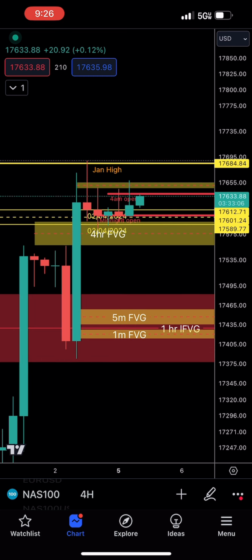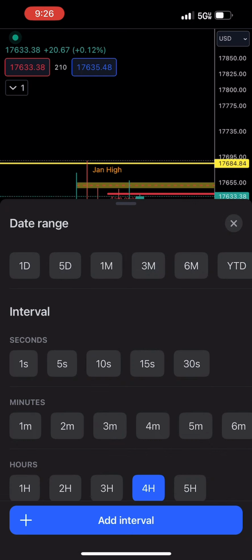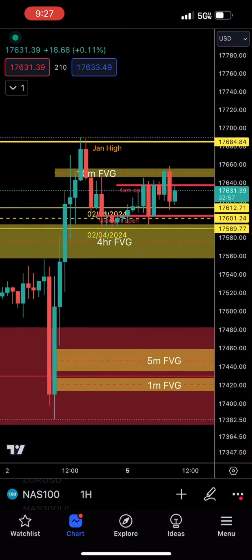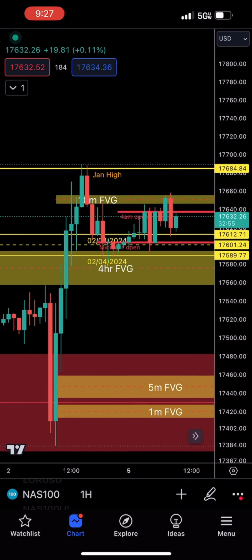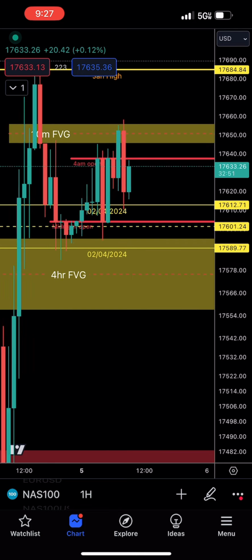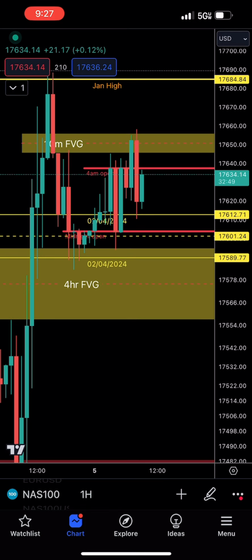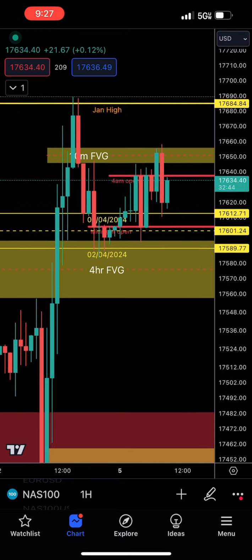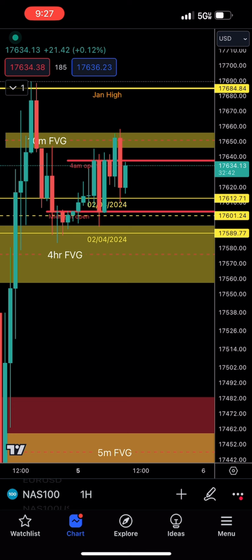If you guys look at my chart, you will see that 5-minute time frame and that 1-minute time frame within that 1-hour fair value gap at the bottom of the screen. Last Friday, the market left those fair value gaps open. So what I would like to see is the market will eventually want to go back into that imbalance.